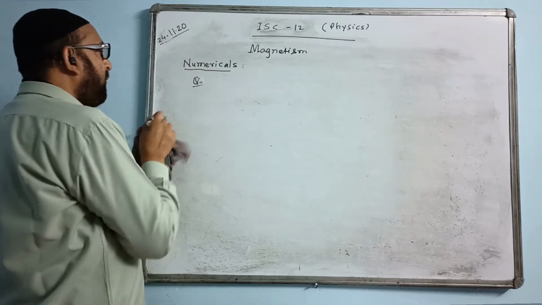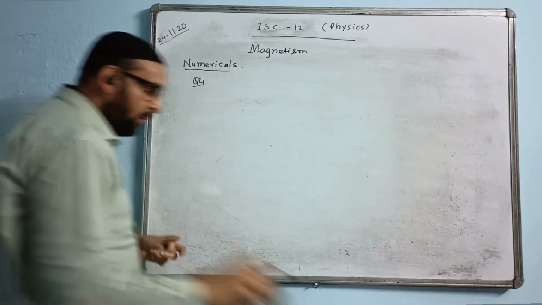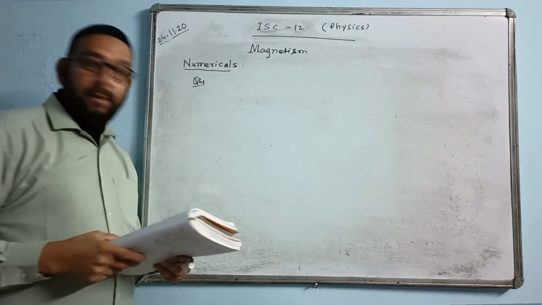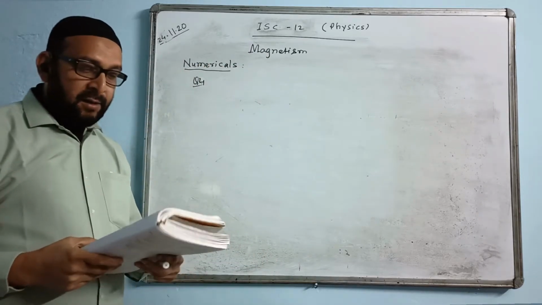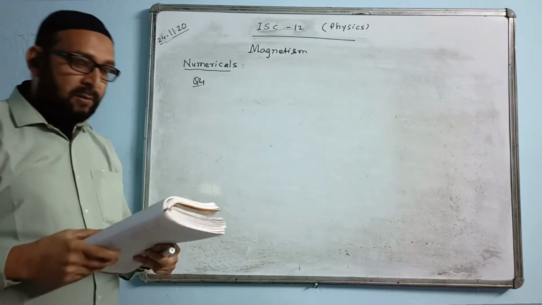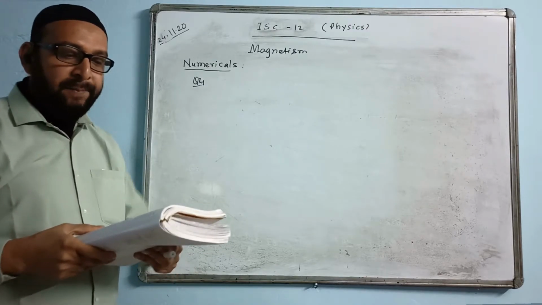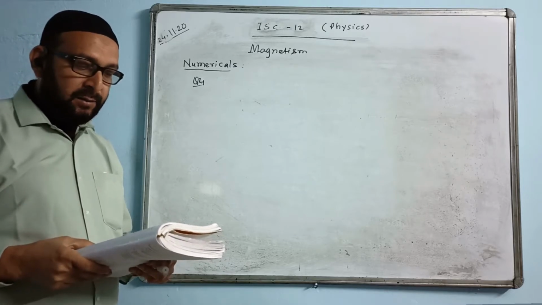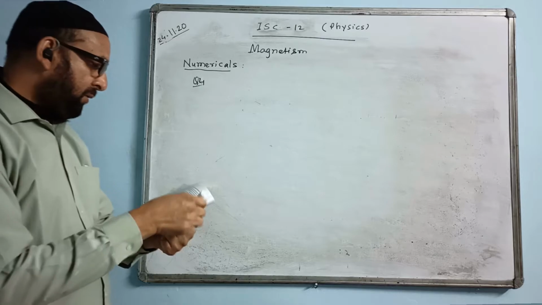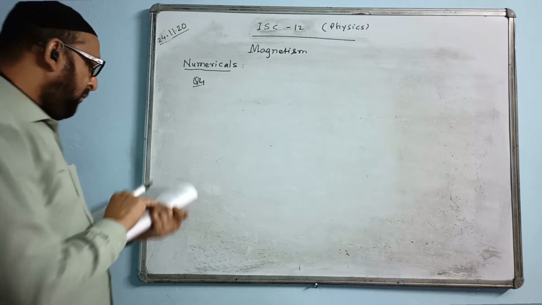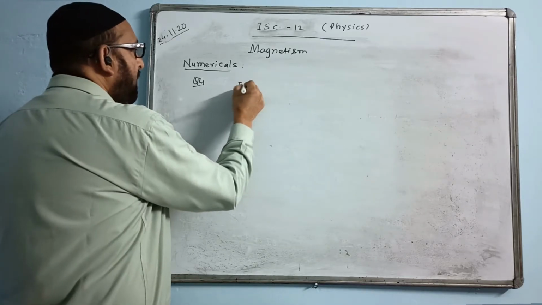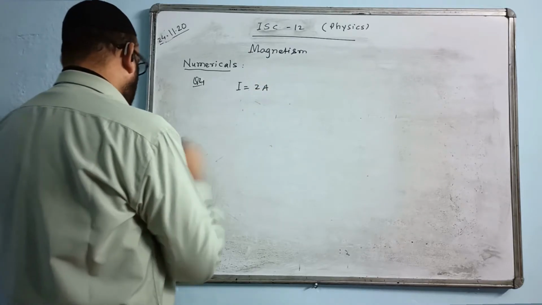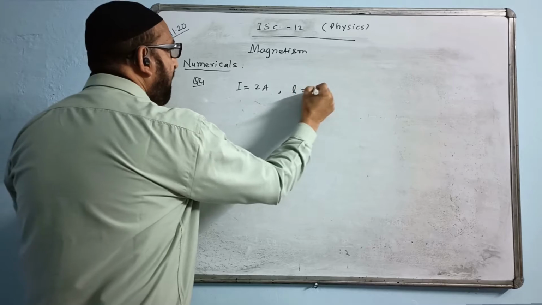Question number 4. Here the question says a wire carrying a current, only wire is there, remember. A wire carrying a current of 2 ampere and 1.5 meter in length. I'll write down the information first. Wire carrying current of 2 ampere, I is equal to 2 ampere. And length is given, 1.5 meter.